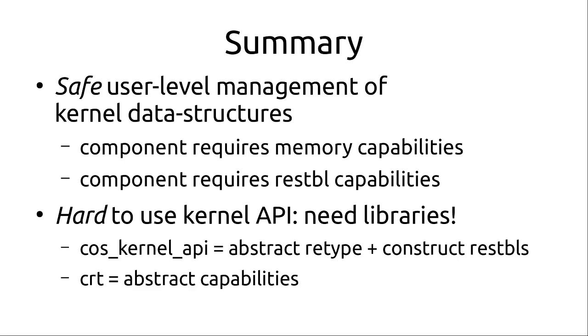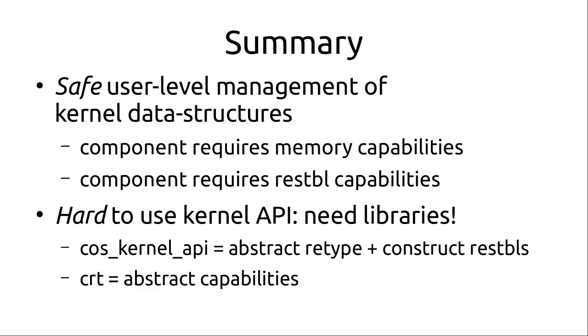Now you can imagine going through all these operations of retyping memory, then activating all of these nodes, then consing them together is really, really hard to get right. So for these low-level components that are interacting directly with the kernel, they need to have libraries. The kernel API itself is very adversarial, very hard to use. So we need libraries that can do a lot of this intelligence for us.